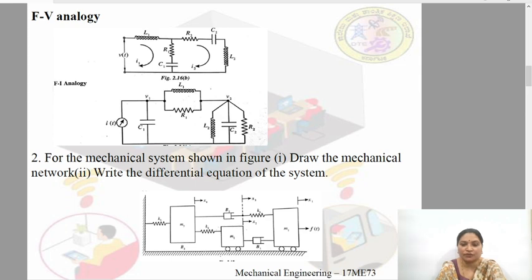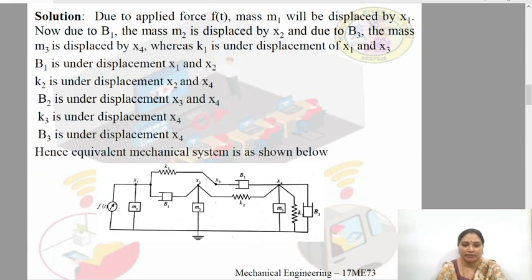Why do we have four displacements? Because mass M2 is attached to both M3 and M1. So the displacement occurring on the mass M2 is x2, and the displacement occurring because of the spring K1 and the damper B2 is x3. Now the equivalent mechanical system has to be drawn.